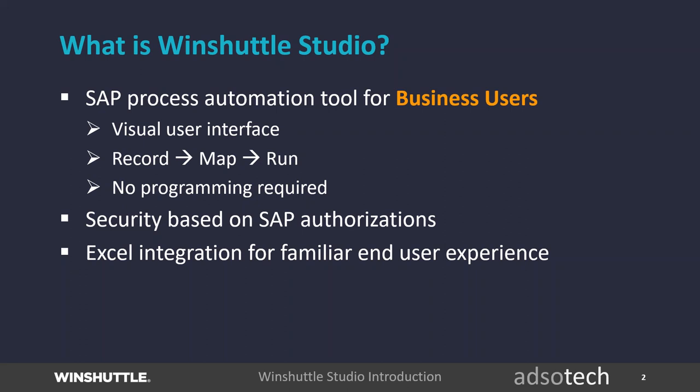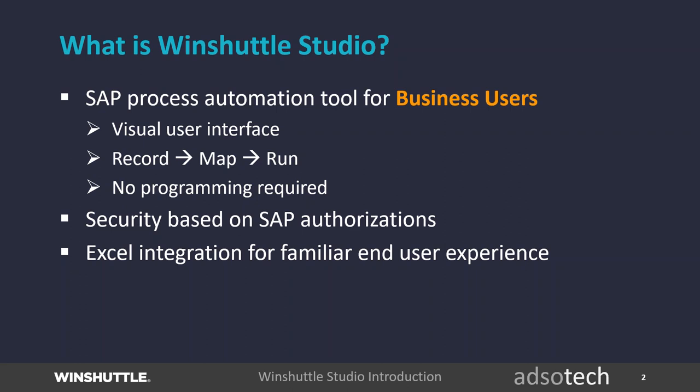Script development is a relatively simple three-step process where you start with an active recording. Basically, you go through whatever process or T code you are automating, you go through those steps using the normal SAP user interface, and you'll have Winshuttle running in the background, recording what buttons you are pressing, what kind of data you are entering, what fields you are using, and so on. So it's a recording of the actual SAP business process.